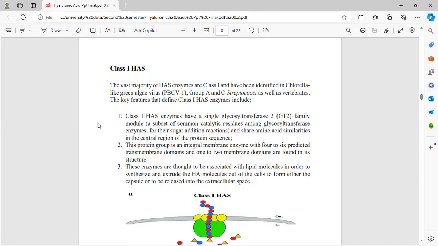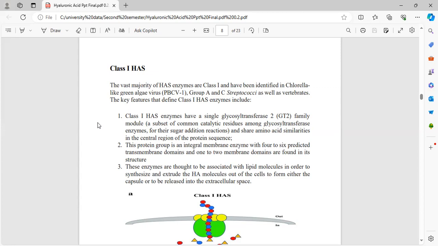The key features that define class 1 hyaluronic acid synthases include the following. First, class 1 enzymes have a single glycosyltransferase family module, a subset of common catalytic residues among glycosyltransferase enzymes for their sugar addition reaction, and share amino acid similarities in the central region of the protein sequence. Second, this protein group is an integral membrane enzyme with 4 to 6 predicted transmembrane domains, and 1 to 2 membrane domains are found in each structure.